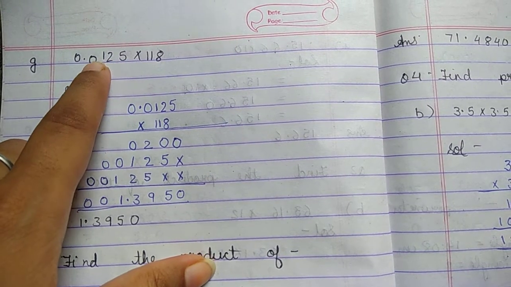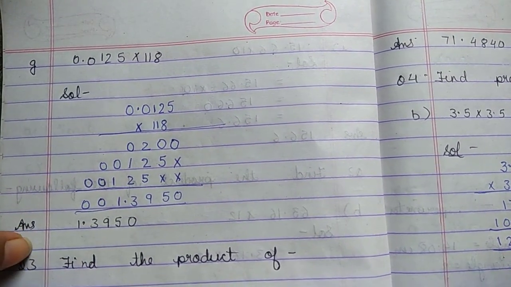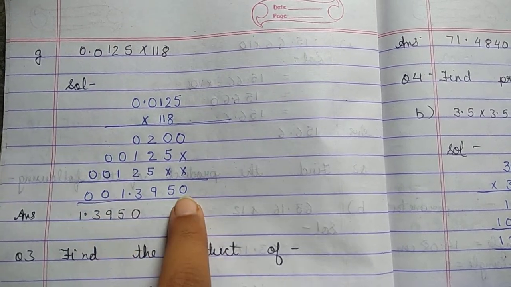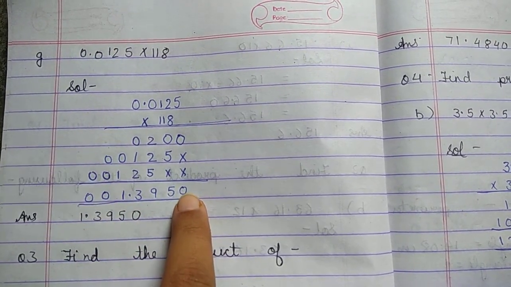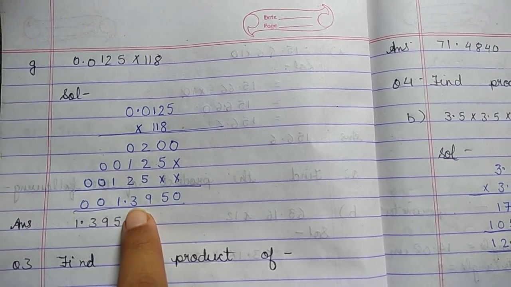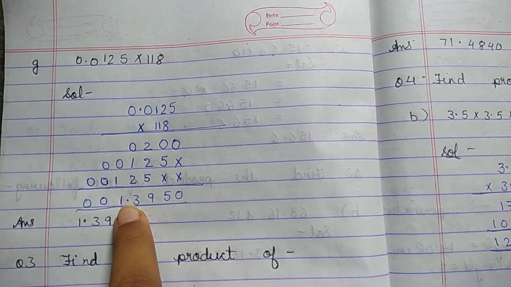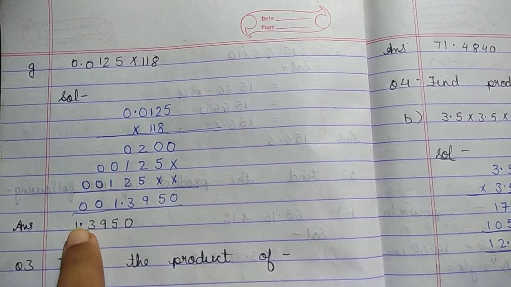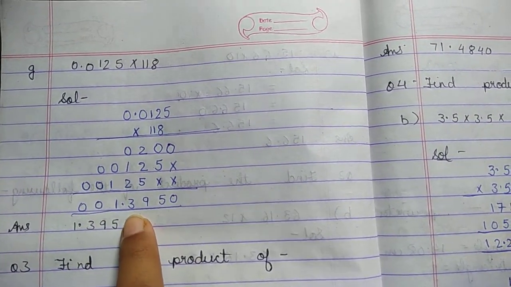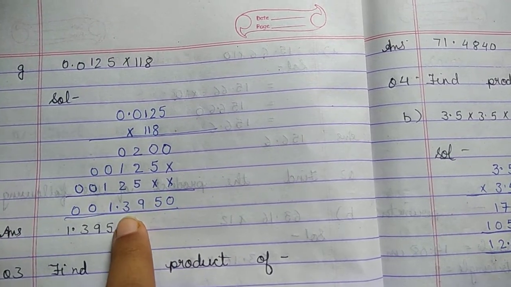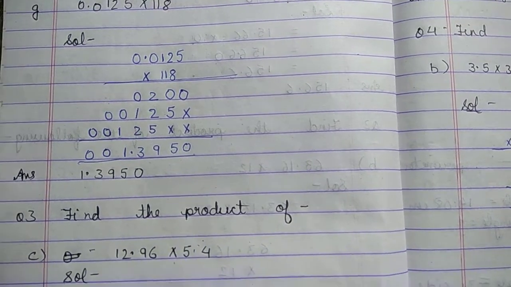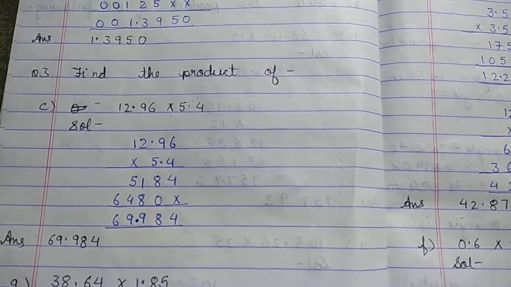1 2 3 4 digits are there after decimal. So whatever answer we have got after adding, we'll count 4 digits from the back, 1 2 3 4, and then we'll place decimal between 1 and 3. So our final answer would be 1.3950, or also we can remove this 0 because it is in the extreme right. So the final answer would be 1.395. Okay, moving to the next question, which is question number 3.